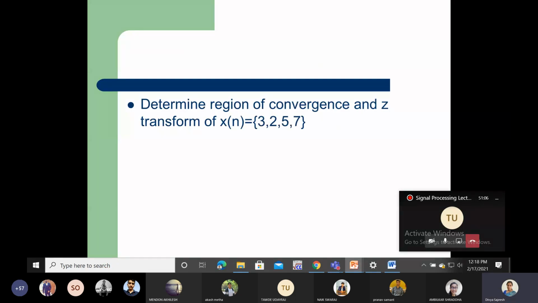Now let us do a sum. Determine the region of convergence and Z transform of x of n. Can you tell what type of signal this is? Is it right sided, left sided, finite? From the 6 categories of signals we have learned, can you tell what type of signal it is? Is it an infinite signal?